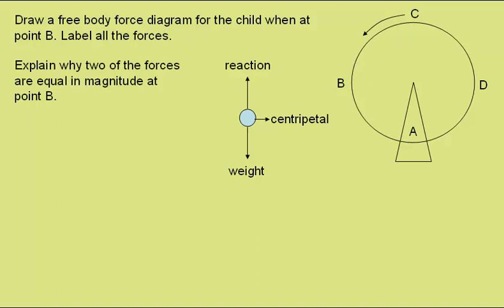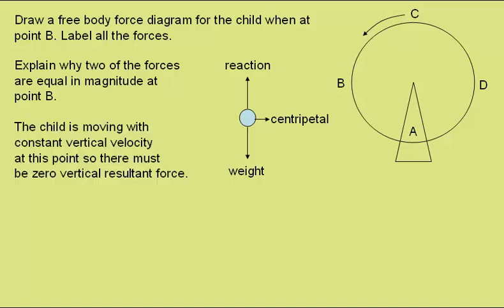Explain why two of the forces are equal in magnitude at point B. Well, the child is moving with a constant vertical velocity at this point, so there must be zero vertical resultant force, meaning the weight must be the same magnitude as the reaction force.